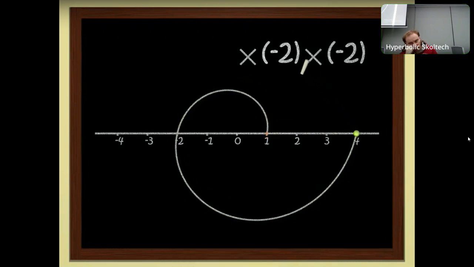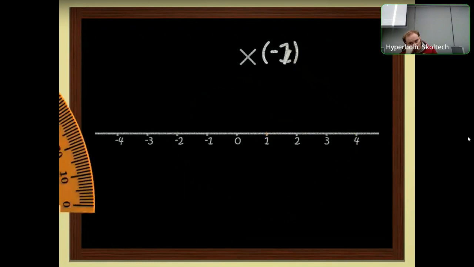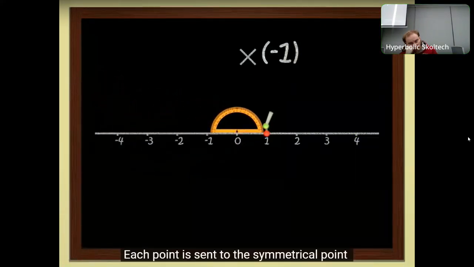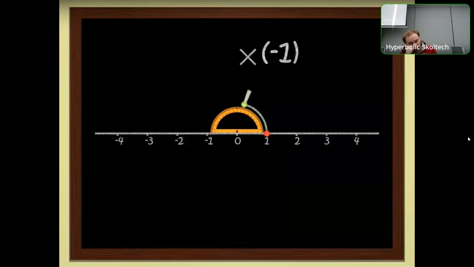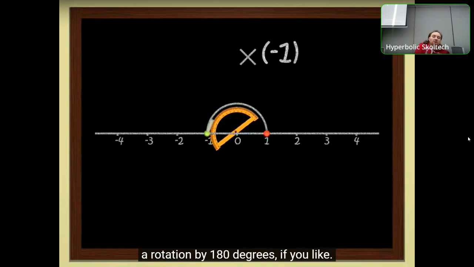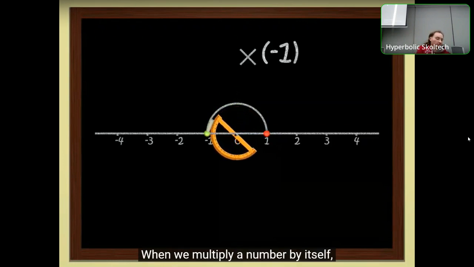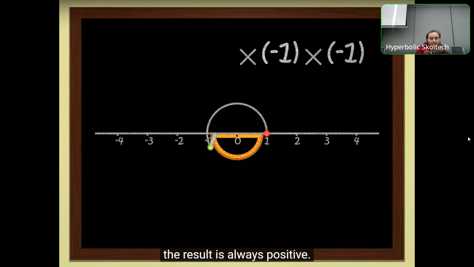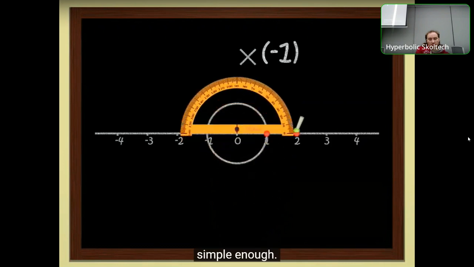Multiplying by -1 is very easy. A point is sent to the symmetrical point with respect to the origin. In other words, we have a half turn, a rotation by 180 degrees, if you like. When we multiply a number by itself, the result is always positive. For instance, if we multiply by -1, we make half a turn, so that if we do it one more time, we come back to the initial point. This is why -1 times -1 equals +1, simple enough.